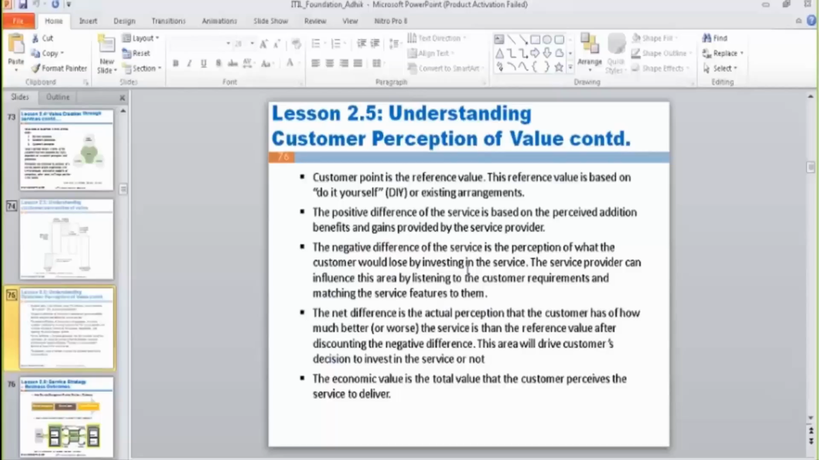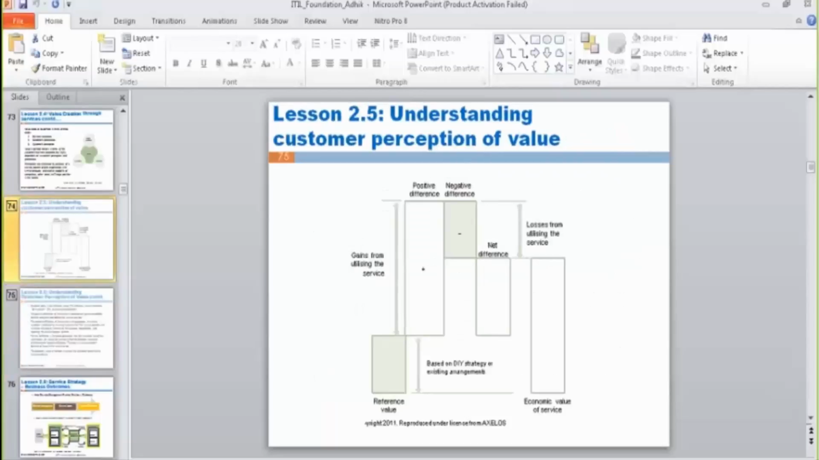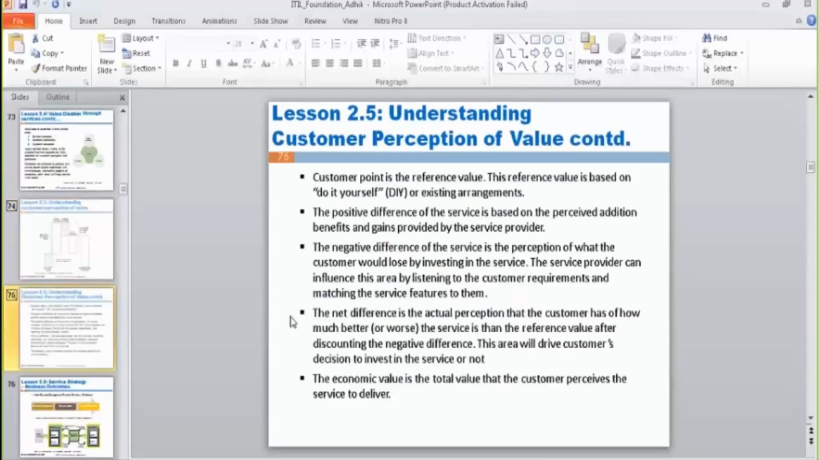Then we have some negative differences here. So what do you mean by negative? The negative differences of the services is the perception of what the customer would lose by investing in the service. And second line, the service provider can influence this area by listening to the customer requirement and matching the service features to them. Some losses, all right, noted.